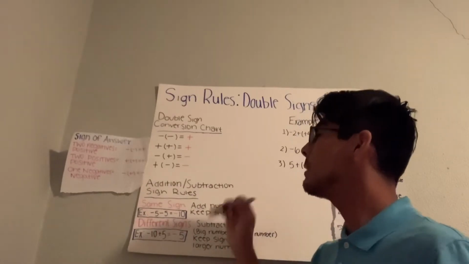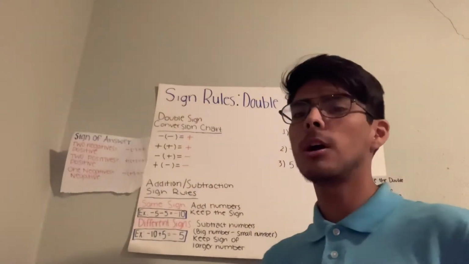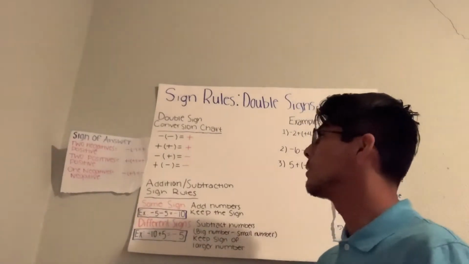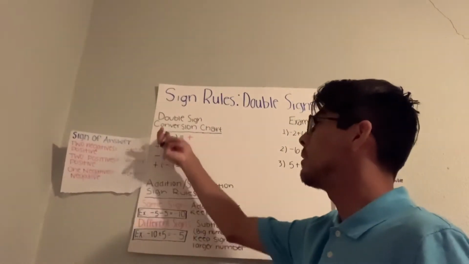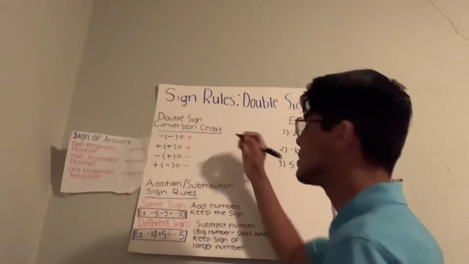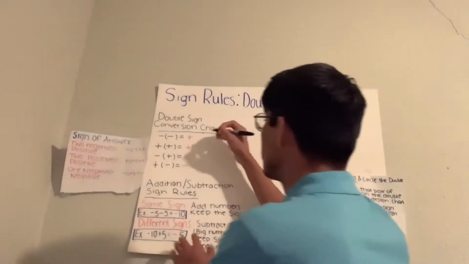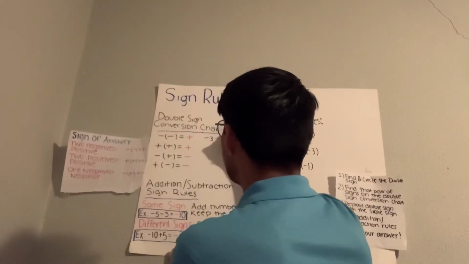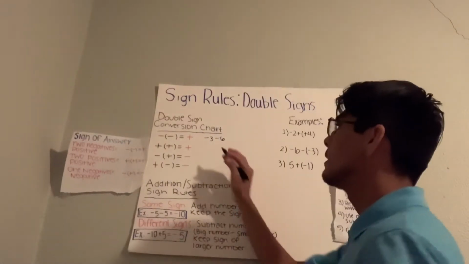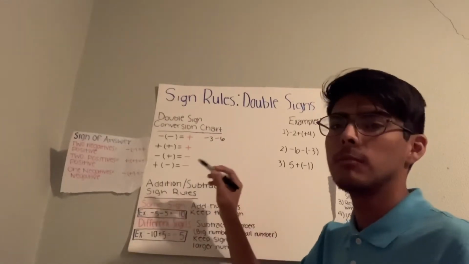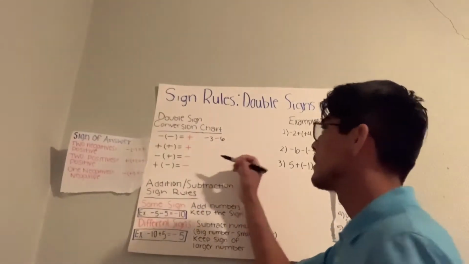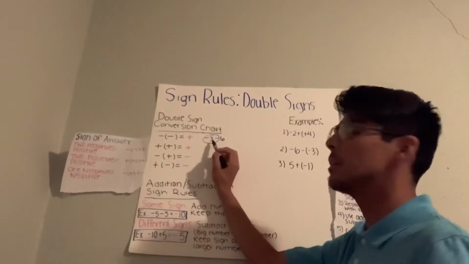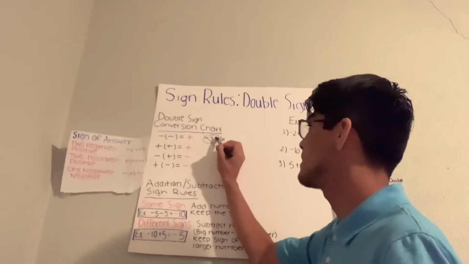but you want to make sure that you don't get this confused with a number in the middle. So for example, some people might think that -3 minus 6 is a double sign, which it is not. Since there is a number in the middle, it does not count as a double sign.